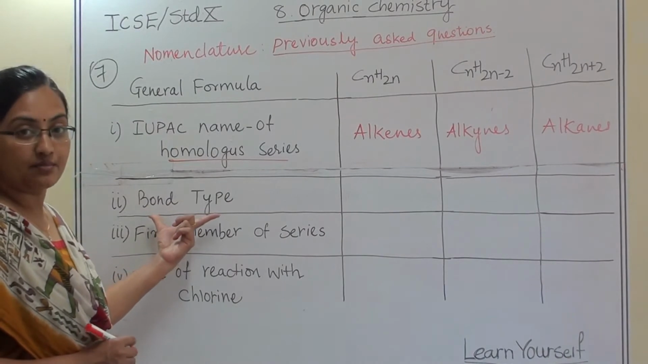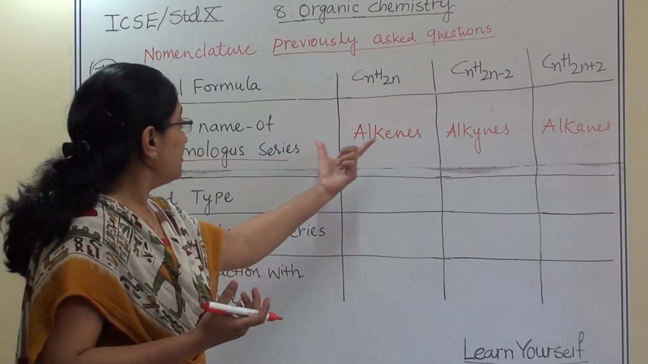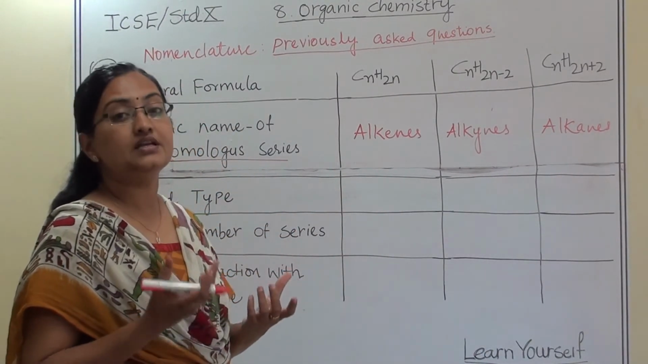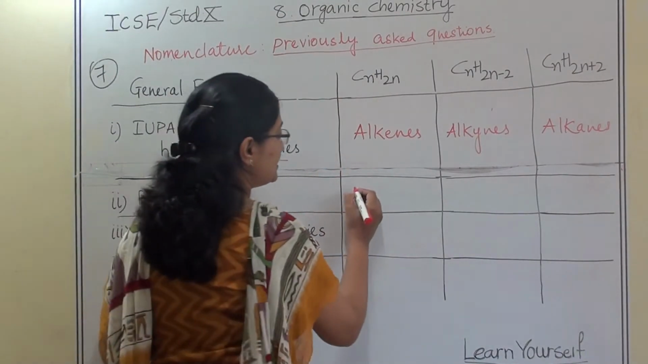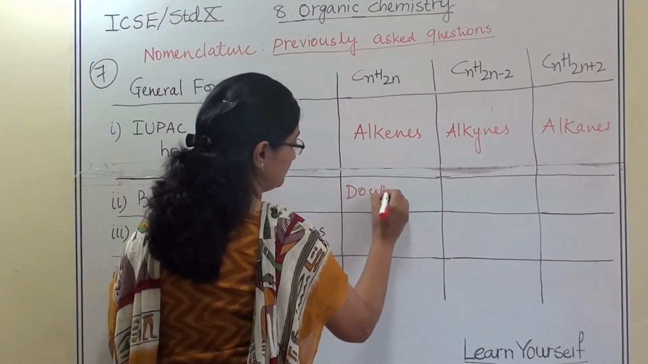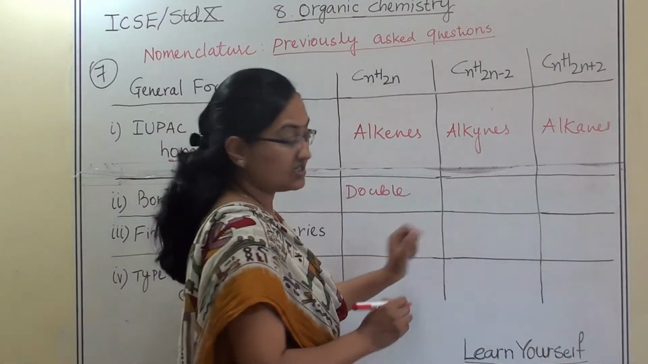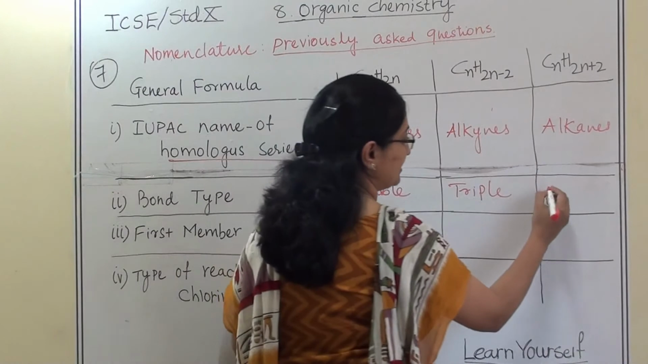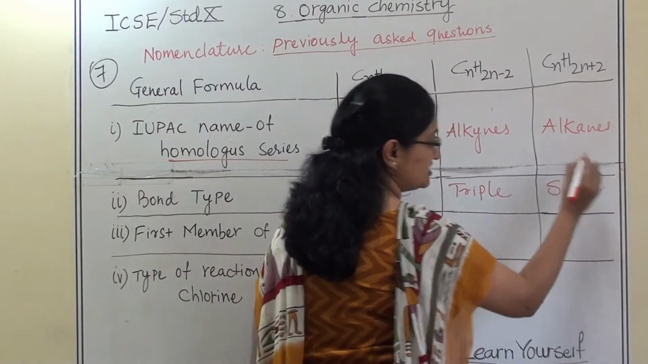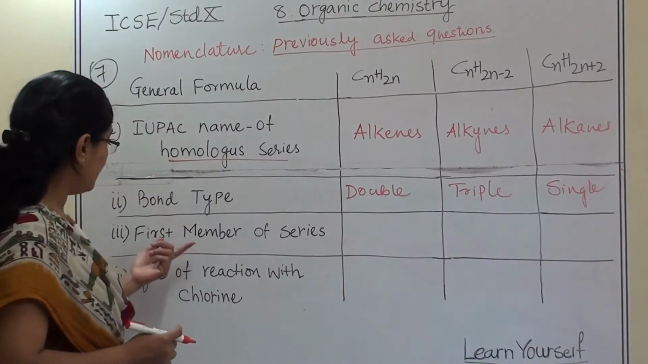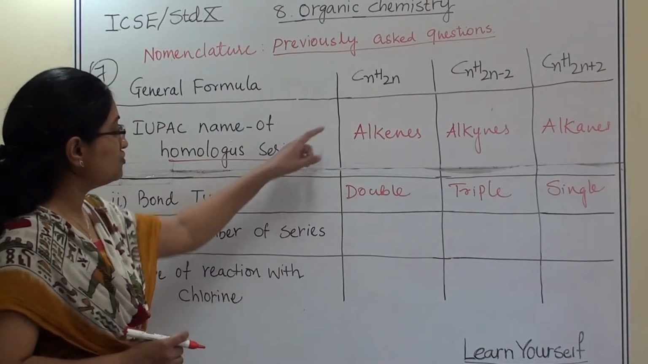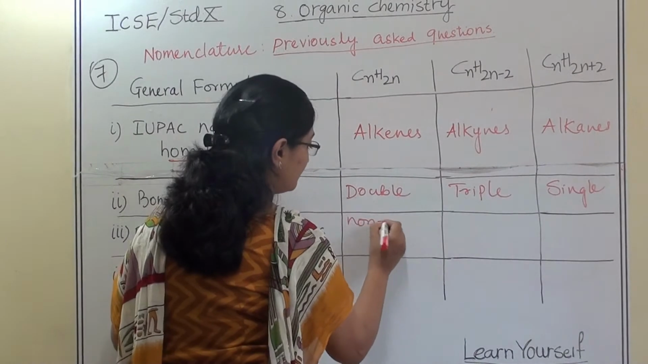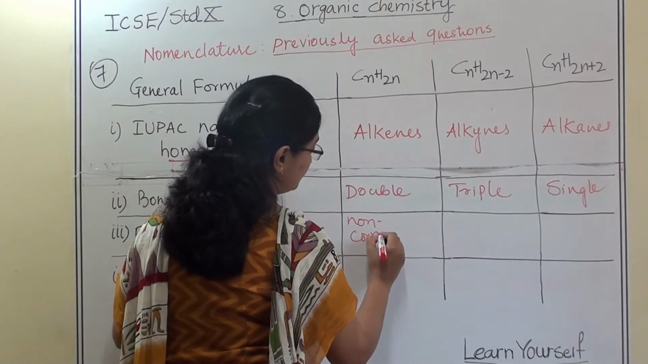Second one is bond type. That means they are asking which type of bond will be there between carbon and carbon. When it is alkene, it is a carbon-carbon double bond. When it is alkyne, it is a carbon-carbon triple bond. And when it is alkane, a carbon-carbon single bond will be there. Now the third one, the first member of the series. In alkenes, what is the first member? It is the non-corresponding hydrocarbon.